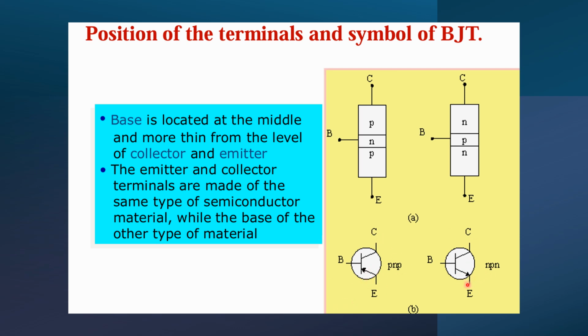See here, the arrow mark is away from the base towards the emitter. The arrow mark from the base to emitter. This is the NPN transistor. This arrow mark indicates the current direction. If the arrow mark is towards the base, away from the emitter towards the base, this is the PNP transistor.